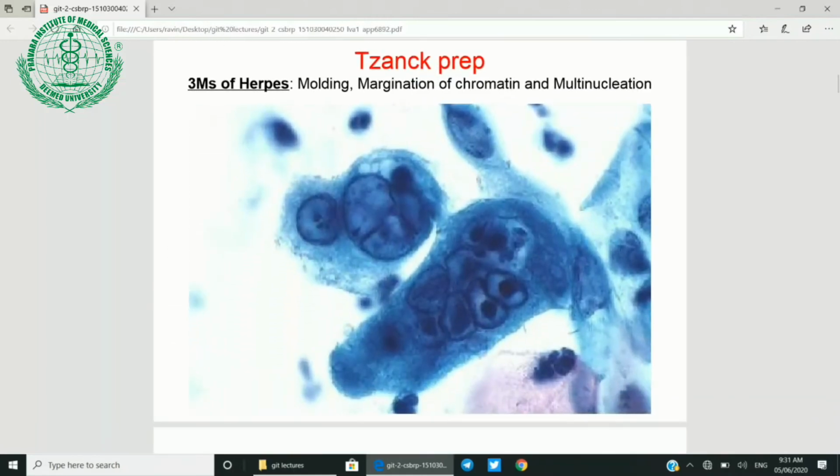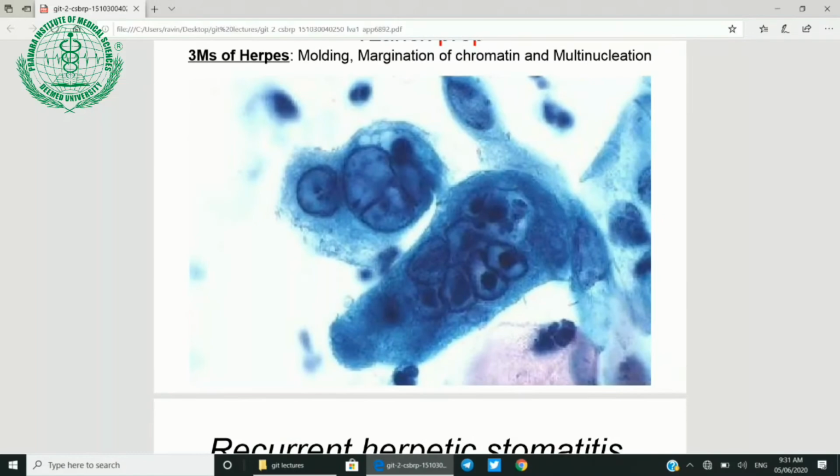And this is a very nice picture to show you the intranuclear inclusions. You can see by the arrows, this is the nucleus and this is the intranuclear inclusion. It is said that in herpes we see 3 M's: molding of the nuclei, margination of the chromatin, and multinucleation. Very easy to remember. So these are the 3 nuclear changes which you see in herpes. Please remember this.